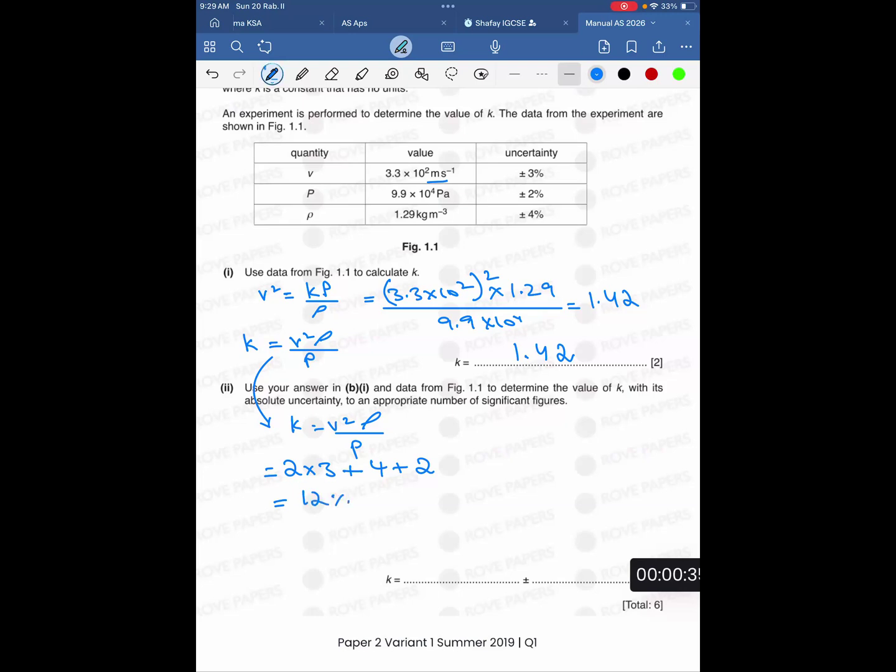Yes, now we need to work on the actual uncertainty. 12% of my answer is the uncertainty. Please calculate it. What is the answer? 12 upon 100 multiplied by 1.42.